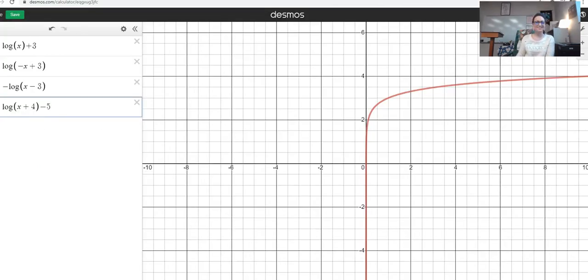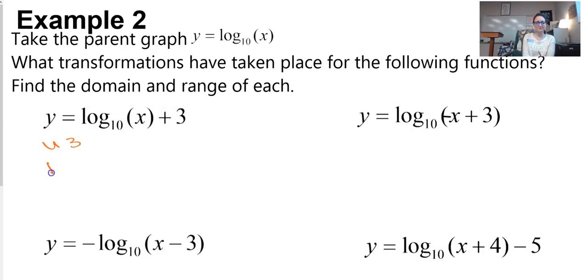Has the range changed? No. Has the domain changed? It has not. We've not shifted horizontally at all. So the domain is still 0 to infinity, parenthesis on the 0, and the range is still all real numbers, right? Okay, next I actually want to do this one kind of in the bottom right-hand corner here.